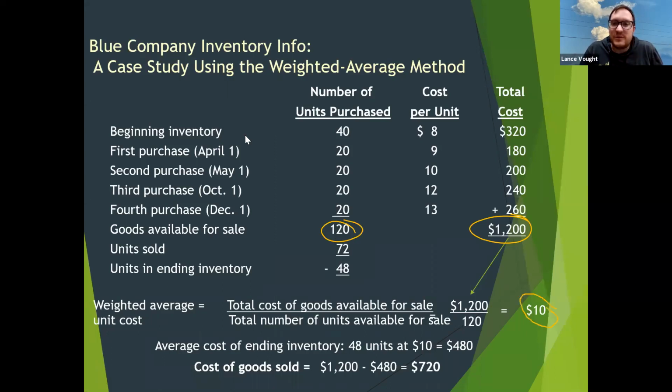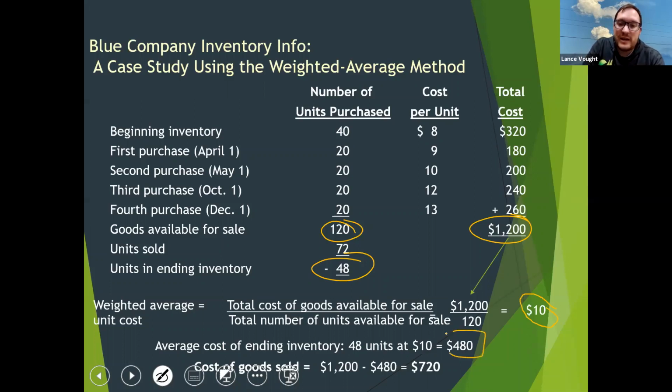So if we want to determine the total cost of the inventory that still exists, then we just multiply the inventory that's left over at the end of the year, which is 48 units, and multiply that times $10. That gives us $480. We subtract that from the $1,200. That was the total cost of the units that we made available for sale. And it turns out that our cost of goods sold is $720.